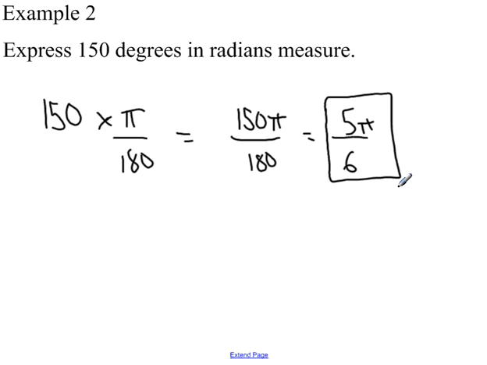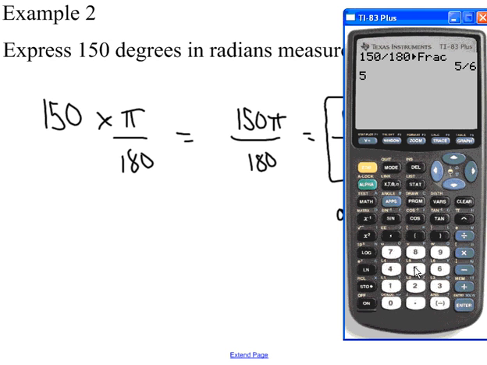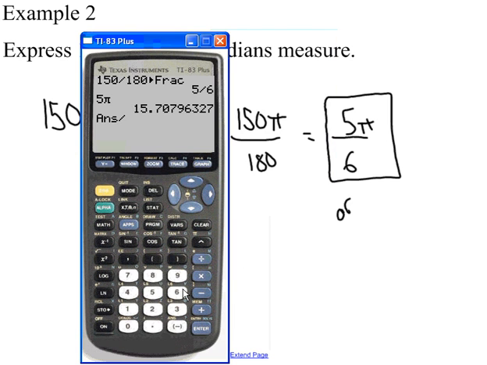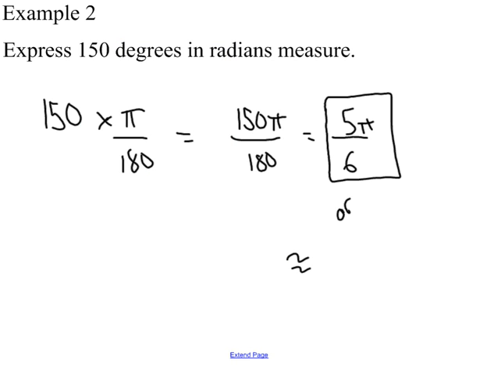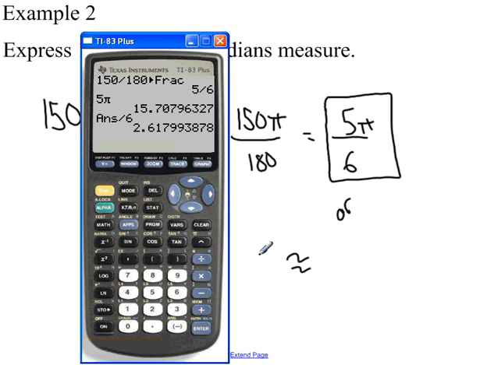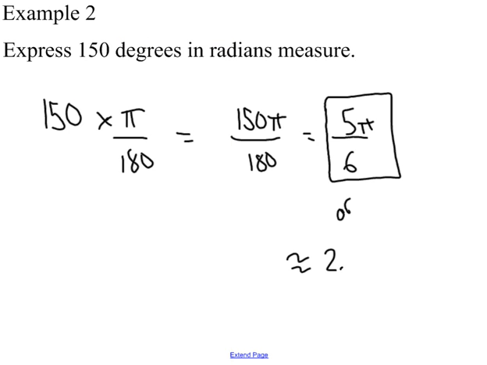Also, sometimes you can give the answer this way. You can just multiply 5 times pi and divide that by 6. So you can say the answer is approximately, we'll round to the nearest tenth, 2.6 radians. But most of the time, the answers should look like this. They should be in reduced fraction form with the pi symbol in there.